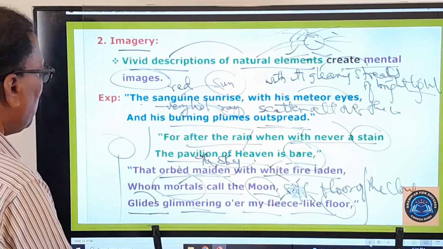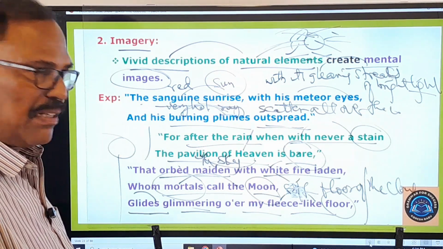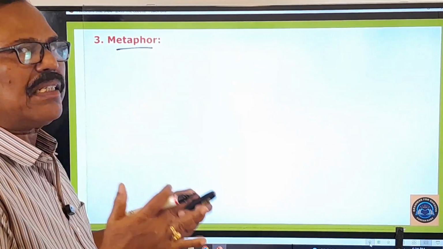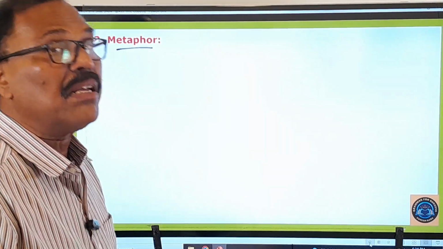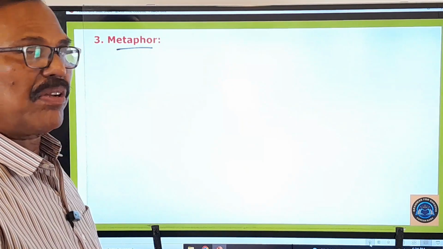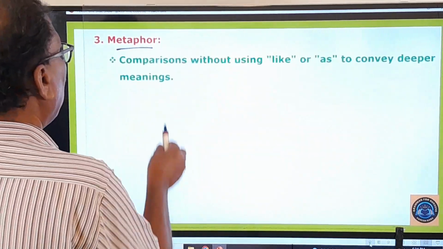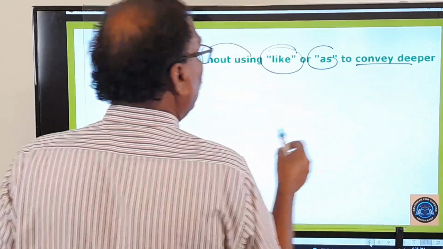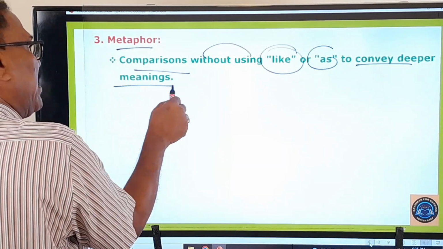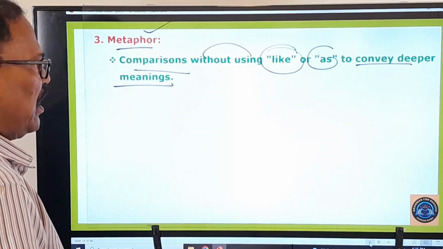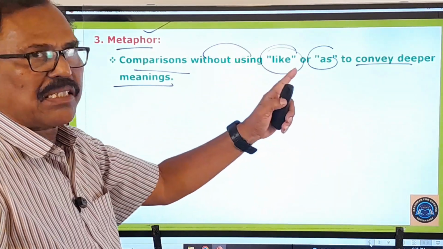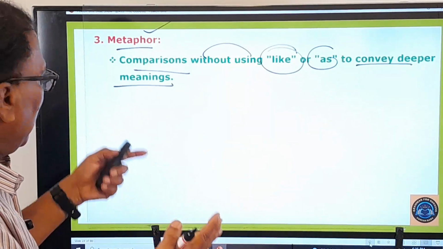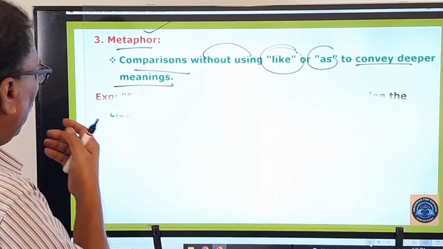Okay, and now let's move on to the next literary device. Metaphor is there. Metaphor means it's a direct comparison. Direct comparison is always called a metaphor. Okay, how? Let us see that. Comparisons without using like or as to convey deeper meanings is called a metaphor. You know that very well. We don't use like or as. Without using this like or as, we compare the things. Then that is called a metaphor. So how? Let us see that.